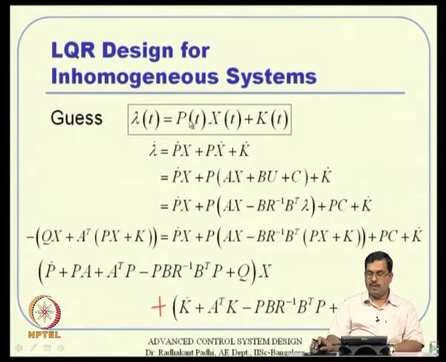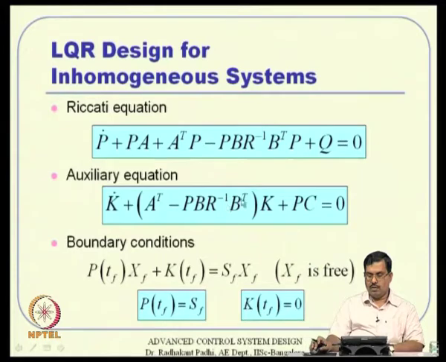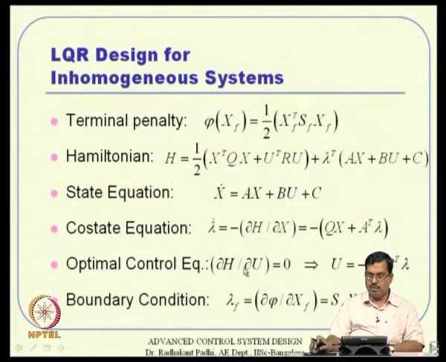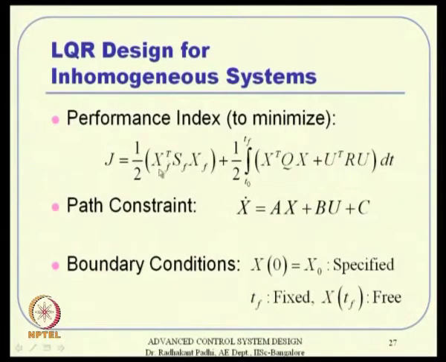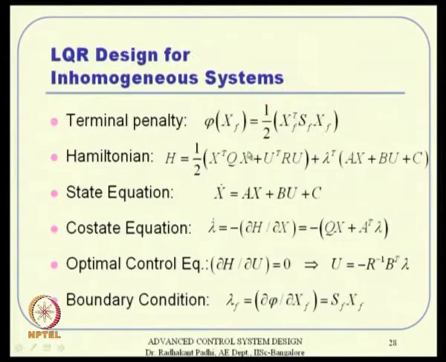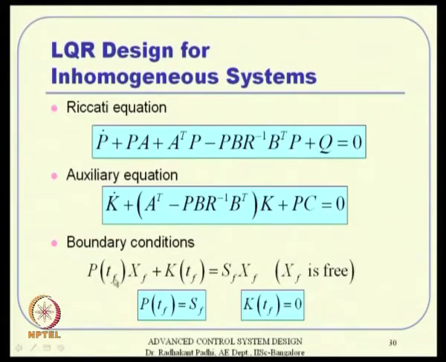So, if I really need to know P of t and k of t, differential equations are ready, but I need to talk about boundary conditions as well. The same boundary condition holds good here basically, because the outside term was not changed, the outside term remains the same actually. That is why phi remains same and lambda f remains same. So, let me satisfy this equation. If I put the boundary condition out here and try to equate the coefficients, what it turns out is P of T f is equal to S f and K of T f is 0.